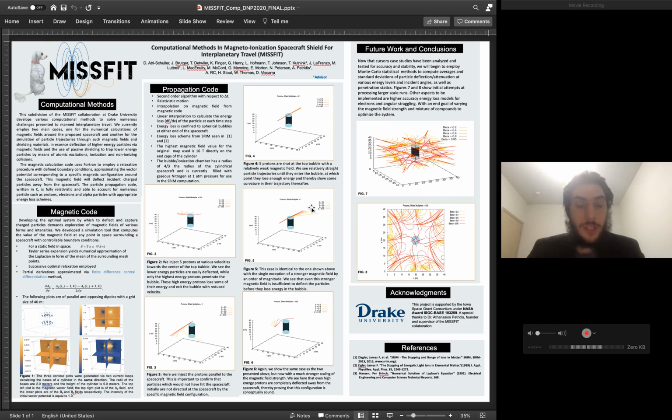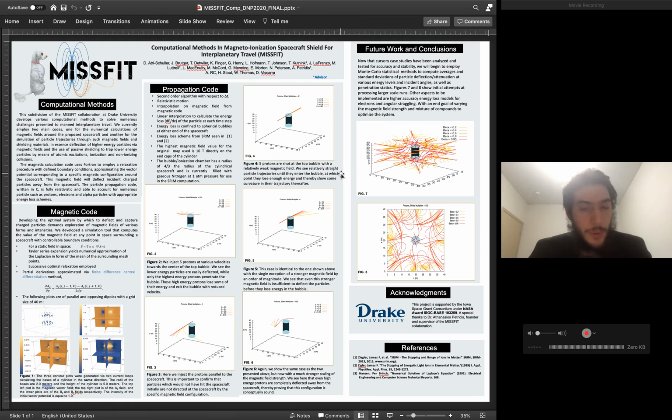Now, one of these challenges is the radiation exposure, since, as we know, interplanetary travel requires exposure to a large amount of radiation from various sources, and this poses a health risk to astronauts. Therefore, we aim to develop numerical and computational methods to simulate and arrive at viable solutions.